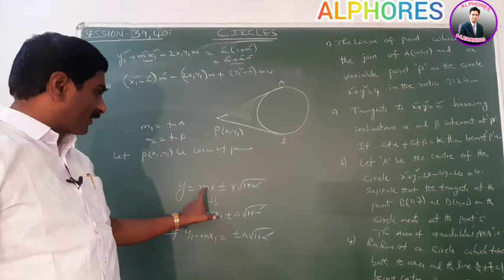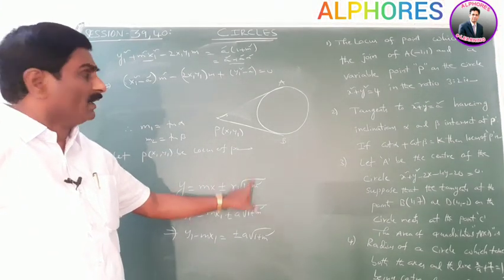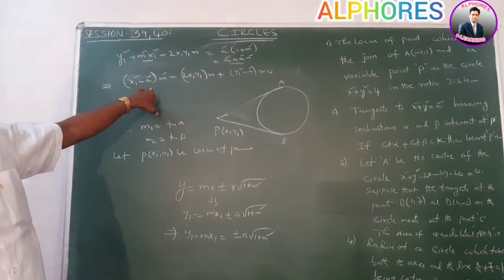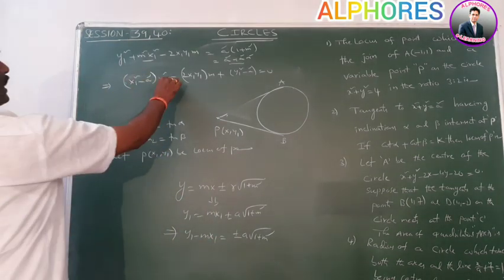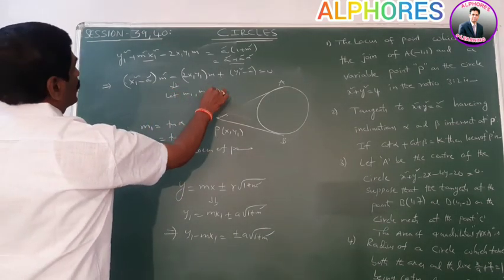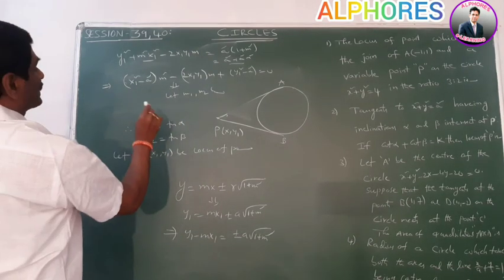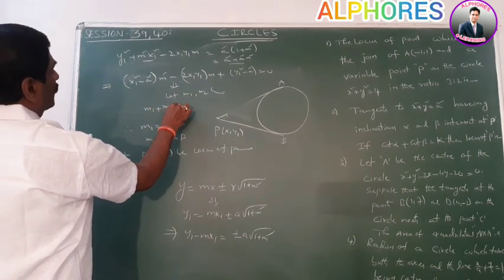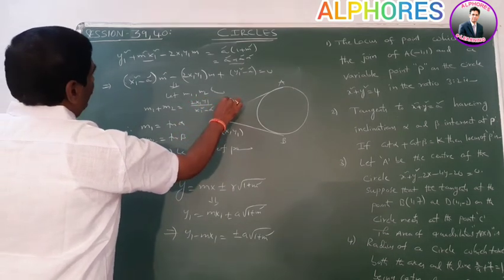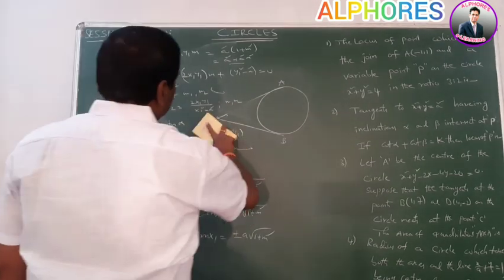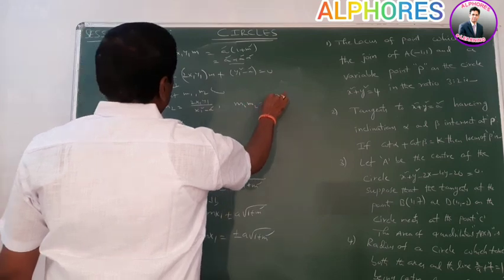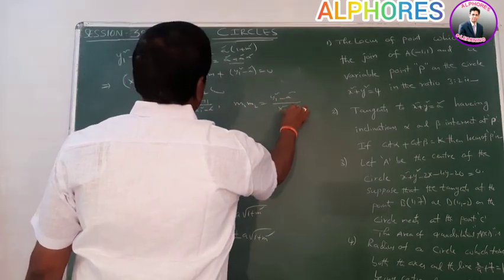Let m be the slope of the tangent. Then the equation of the tangent is y equals mx plus or minus r into root over 1 plus m square. Both of the tangents pass through P(x1, y1), so substituting this point in this equation, we get this equation in m. It is a quadratic in m with two values of m. Let m1, m2 be the roots of this equation. Then the sum of the roots is m1 plus m2 equals minus b by a, that is 2x1 y1 by x1 square minus a square. The product of the slopes m1 m2 is equal to c by a, that is y1 square minus a square by x1 square minus a square.